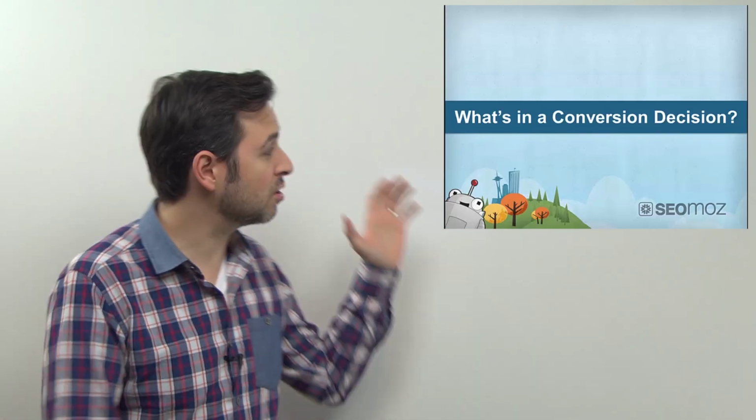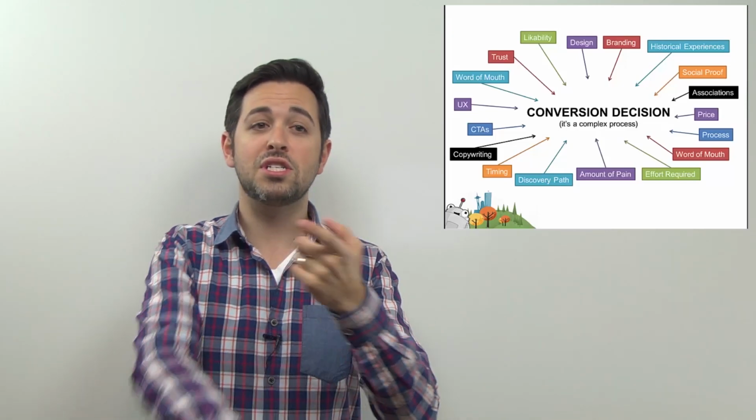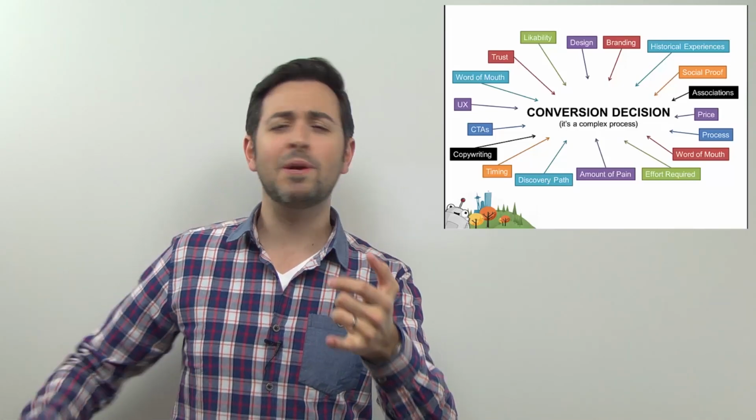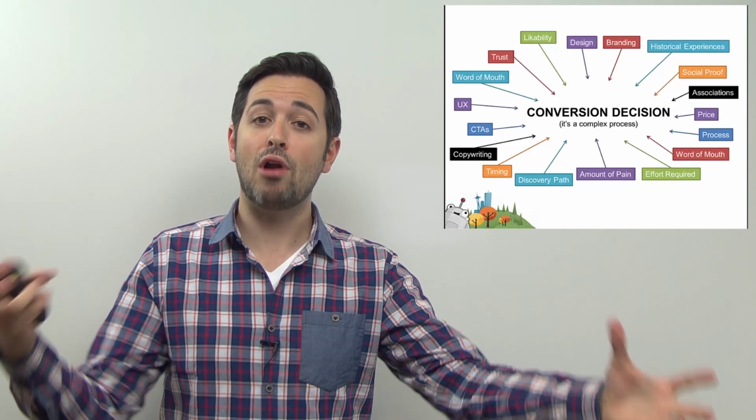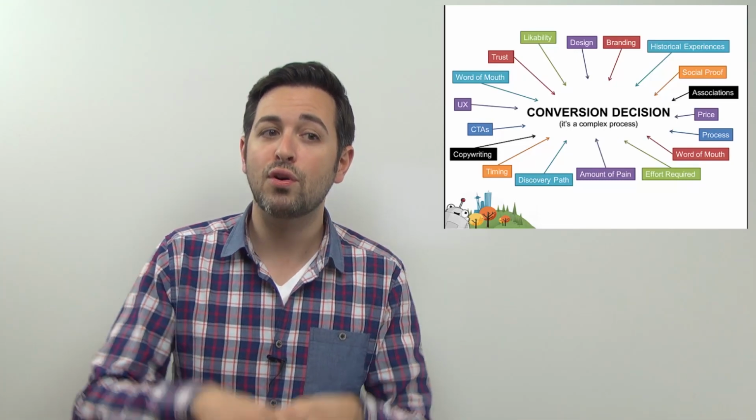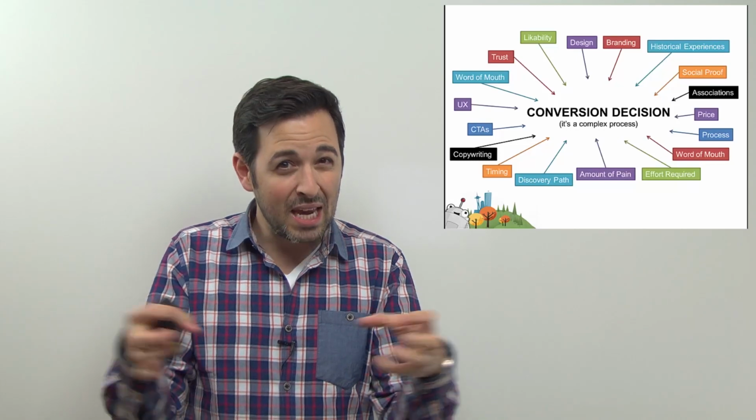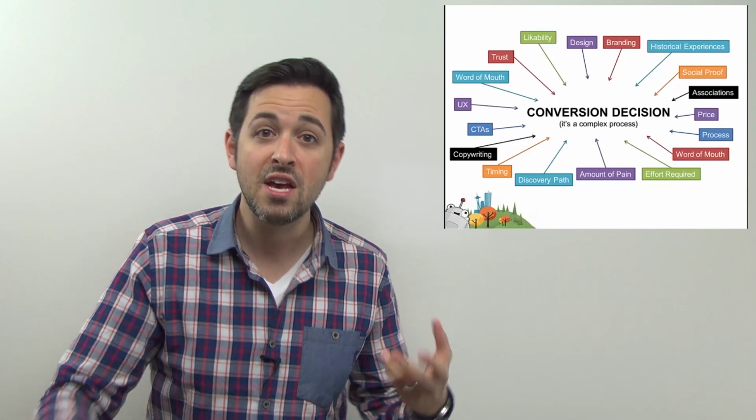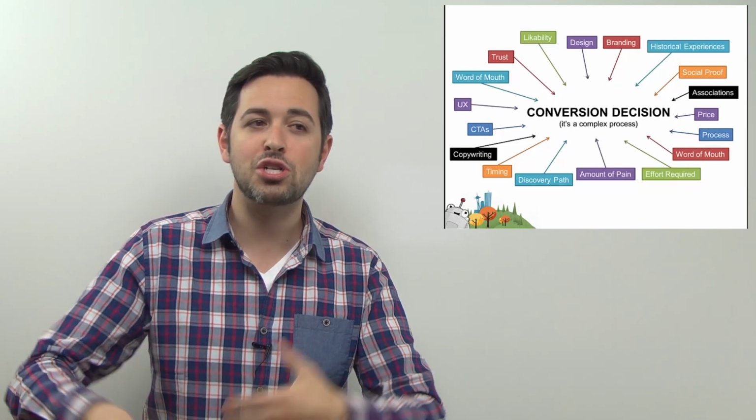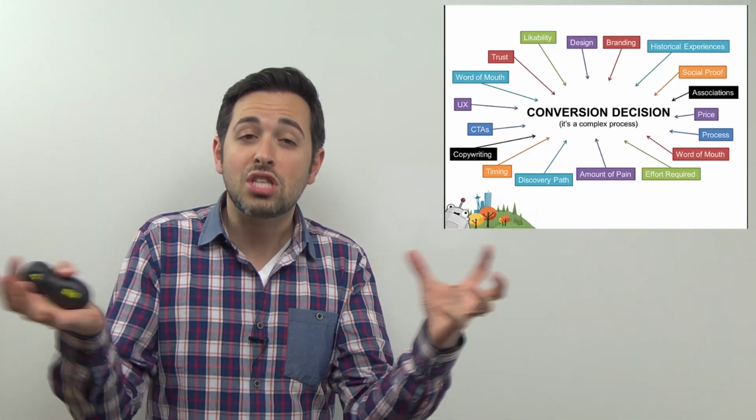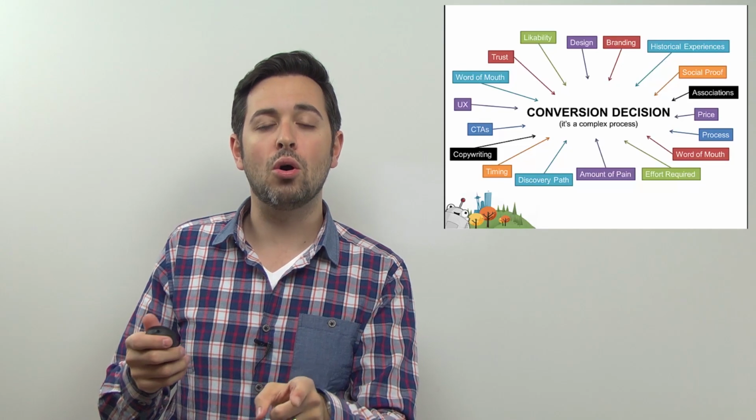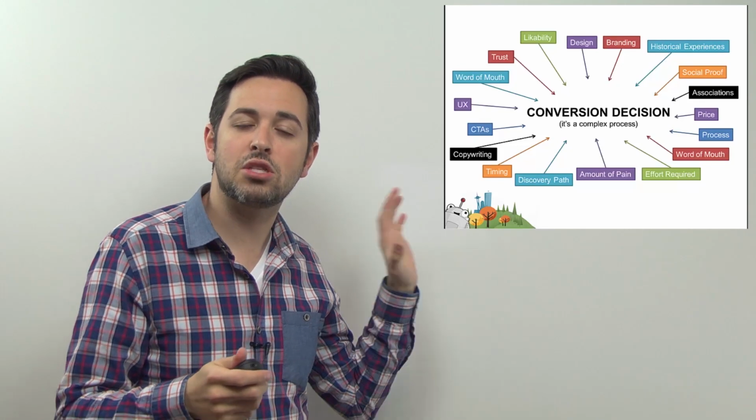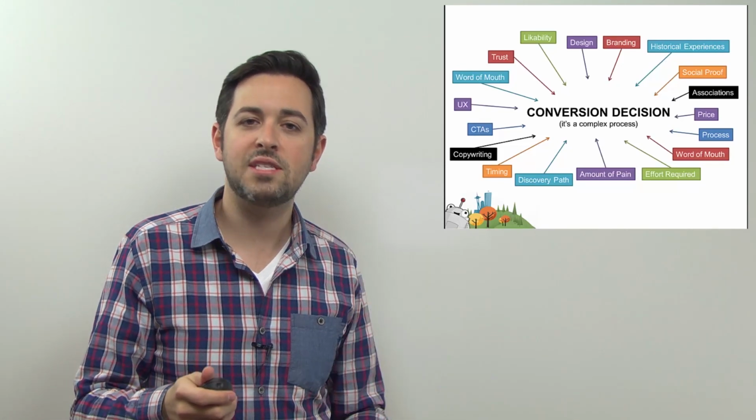So many variables are included, right? I mean, the design, the branding, the historical experiences you've had with the site, the social proof, the associations, the pricing, the process that you go through, the word of mouth you've heard, the effort required and the amount of pain required that's in that effort, the discovery path, the timing, the copy, the calls to action, the UX. All this stuff influences a conversion decision, and there's no way to know which of these is the problem if you're just testing that singular call to action.